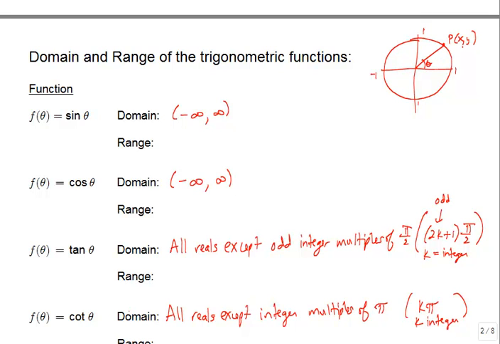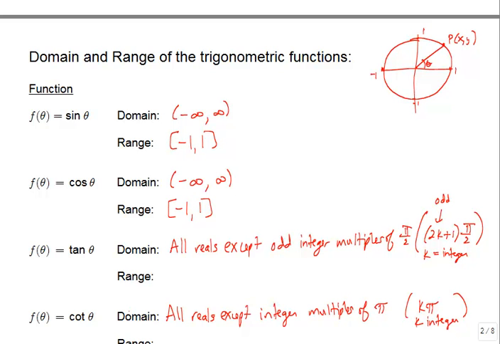So what kind of y values will these points have if it's lying on the unit circle? What's the smallest y value that it goes through? Negative 1 down here. And what's the biggest y value that it goes through? Positive 1 up here. So the range of sine would be negative 1 up to positive 1. Similarly for cosine, the smallest x that the circle goes through is negative 1, and the largest x is positive 1. So the range of cosine is also negative 1 to positive 1.